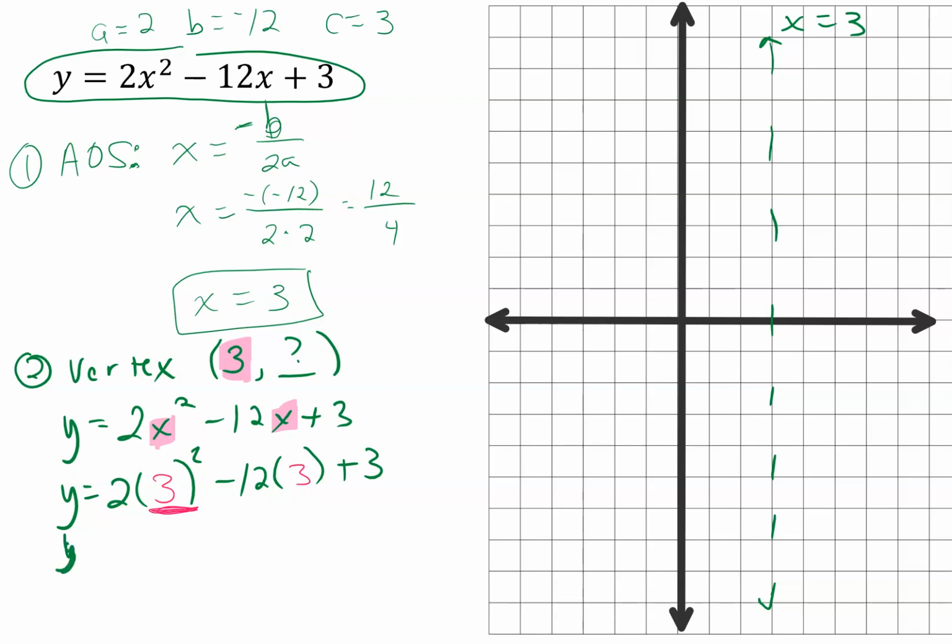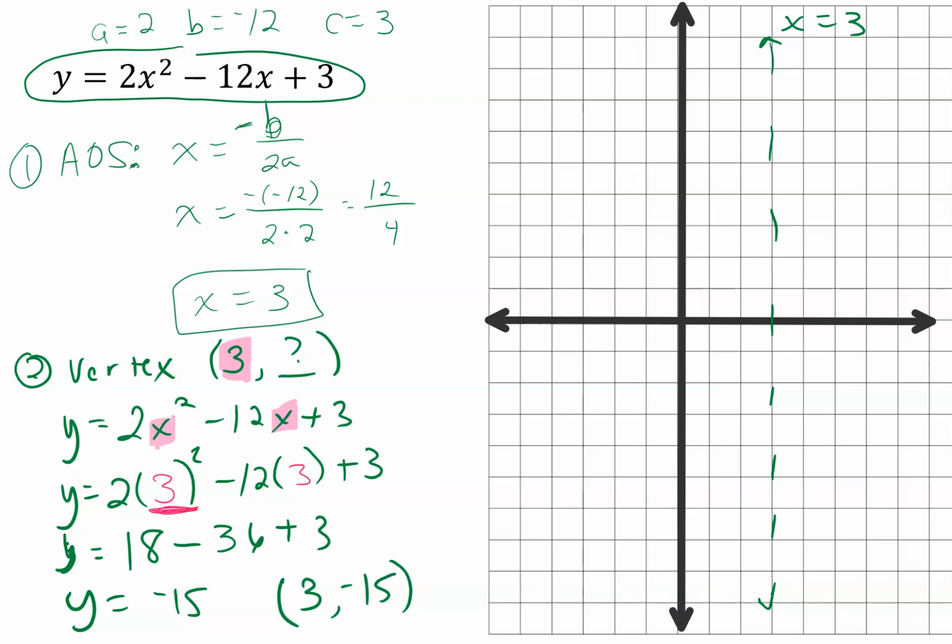So y is going to be equal to 2 times 9, because 3 squared is 9, so that's going to give us 18, minus 12 times 3 is 36, and then plus 3. So 18 minus 36 is negative 18, plus 3 is going to be negative 15. So our vertex, we said it had an x value of 3, and now we found it has a y value of negative 15.